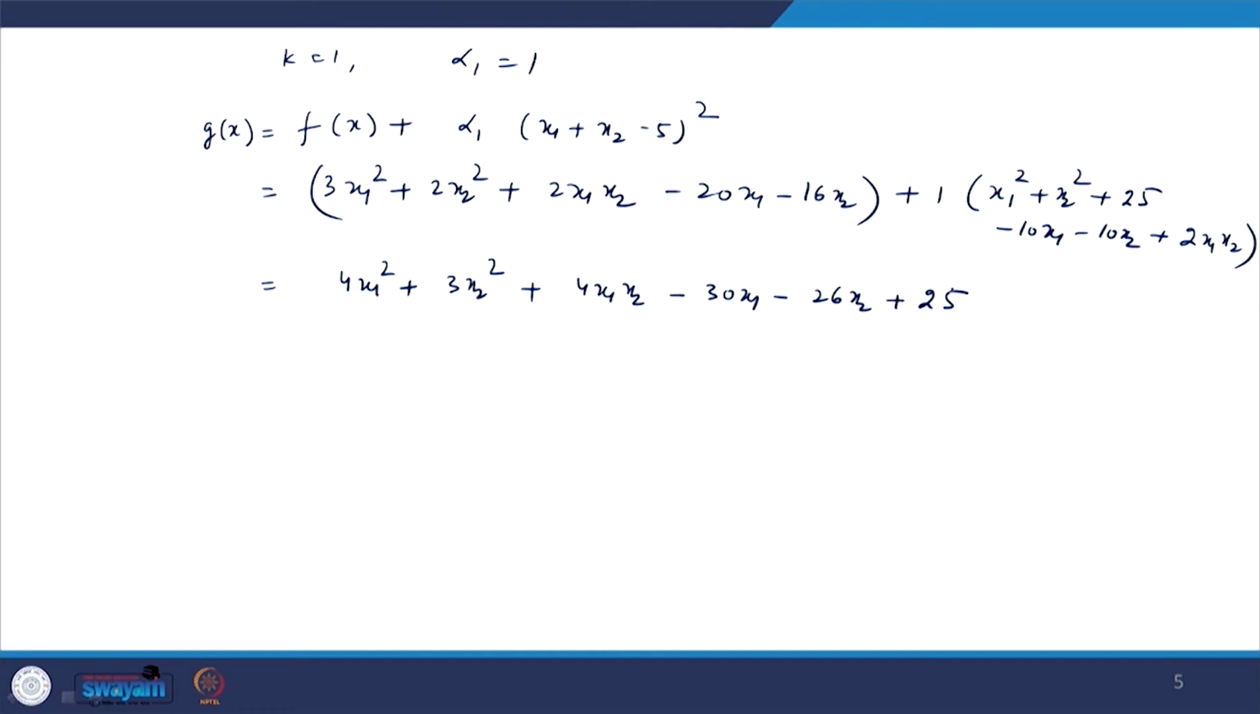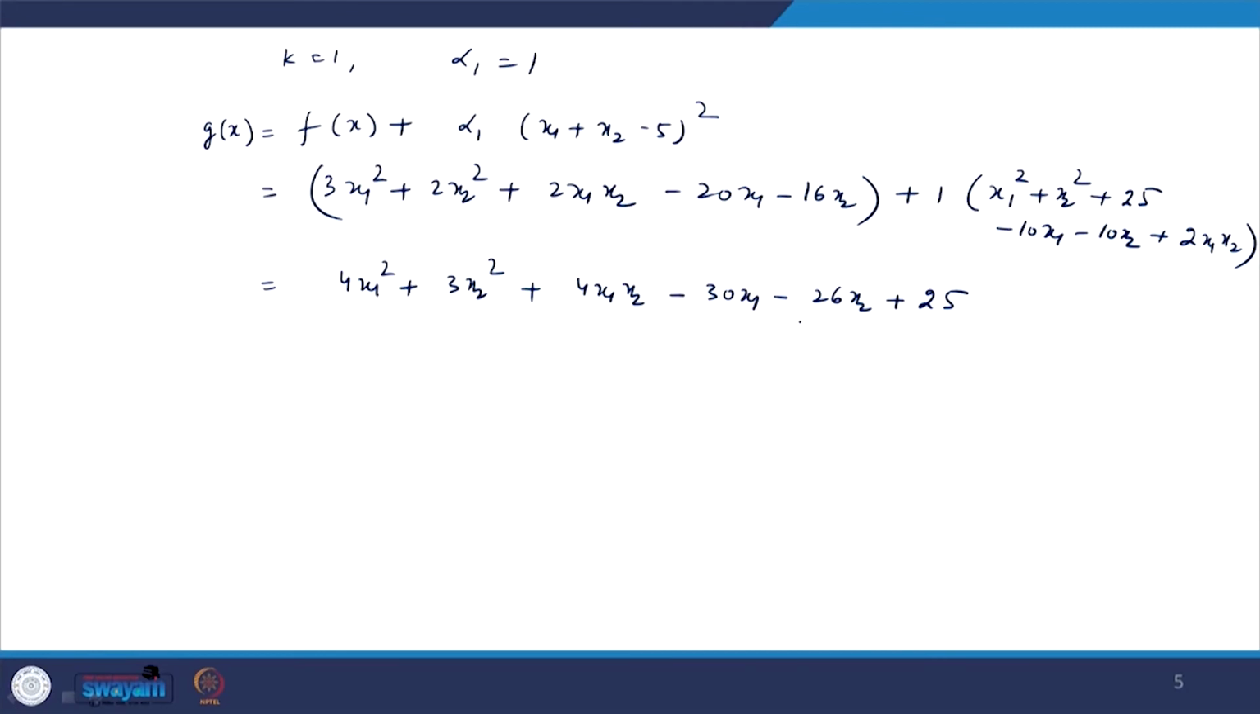How we can minimize this g x? So, here it is a quadratic form, we can directly differentiate it also, or we can apply some numerical optimization technique for unconstrained minimization problem. So, we can use steepest descent method also to find optimal solution of this problem. So, how we can do that?